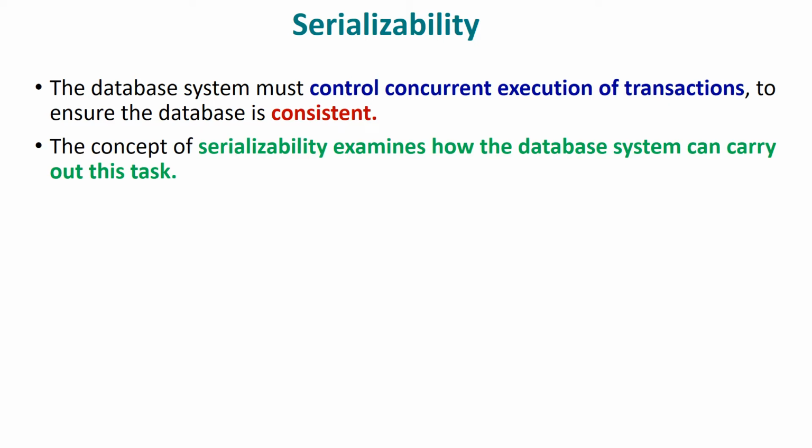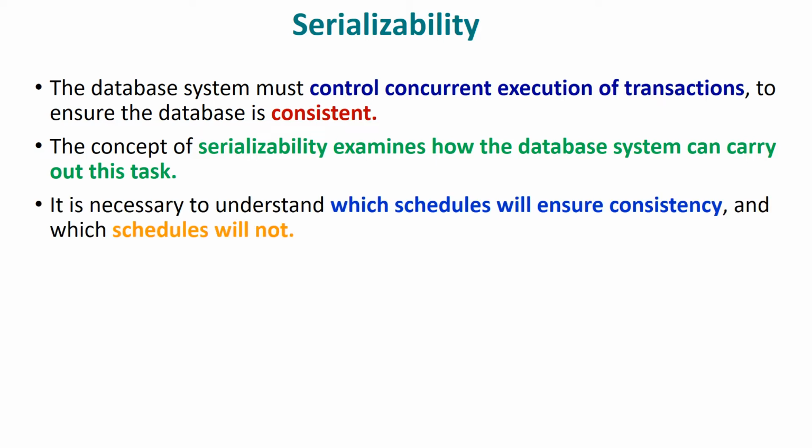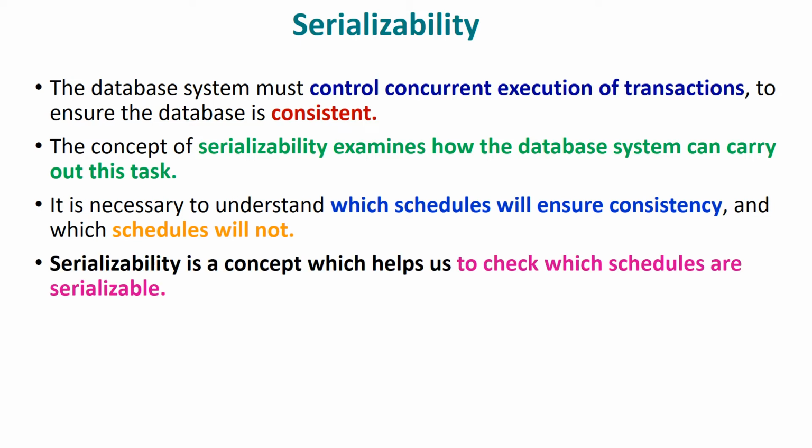So serializability is the concept which examines how the database system can carry out this task. That means we have to understand which schedules, that is, a group of transactions, will ensure consistency and which types of schedules will not follow consistency. Serializability helps us check which schedules are serializable, that is, how we can ensure the concurrency of the execution of these transactions.